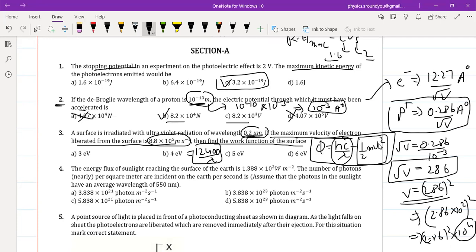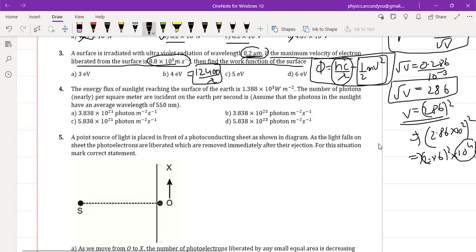Well, that is about question number 3. Now, question number 4. Energy flux is given. Number of photons incident on Earth per second is what is being asked. This can be addressed with one formula. The formula is P, power, equal to intensity times area, and power is also equal to N h c by lambda. Two golden formulas.